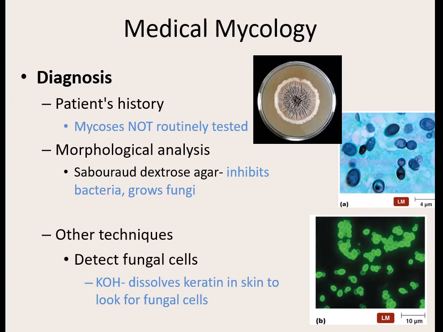Other ways we can test to determine if it's a fungal infection is we can just look for the fungal cells. We can get any kind of sample from a patient, and we're usually going to add something to it to get rid of anything other than the fungal spores. There is something called potassium hydroxide that dissolves skin cells, so the only thing that's left is just the fungal cells themselves. And so we can easily see them underneath the microscope.